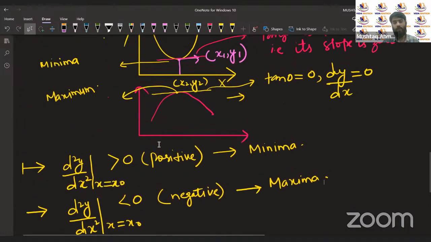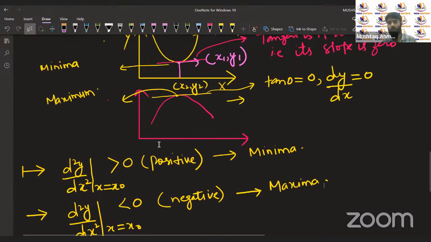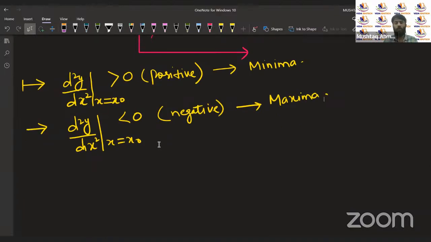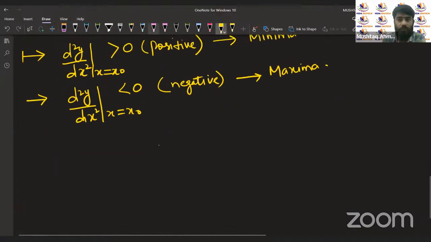And this is an important application of derivatives that we very usually use in physics to calculate the maximum value or the minimum value of different physical quantities. So these concepts will be very frequently used. There is one more important conclusion about these second derivatives that we'll discuss.